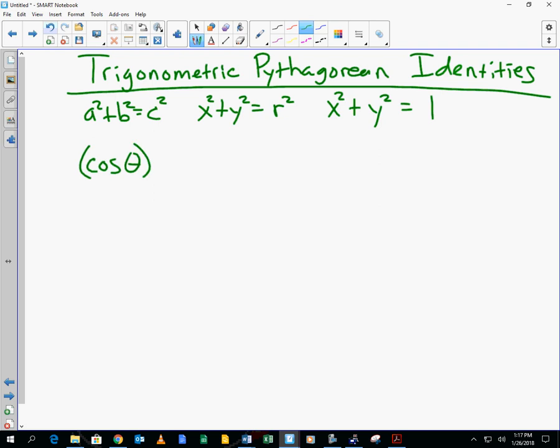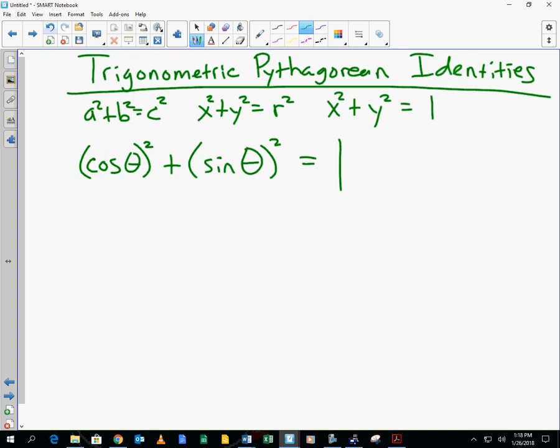So we can take that x and we can put a cosine in there. Cosine of theta squared, plus, instead of y, sine of theta squared equals 1.